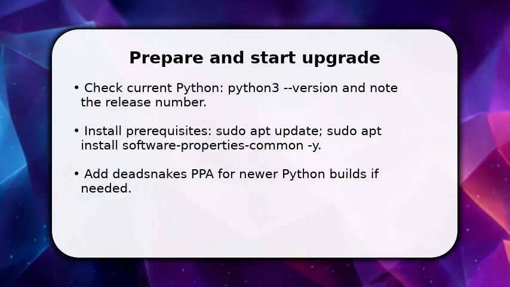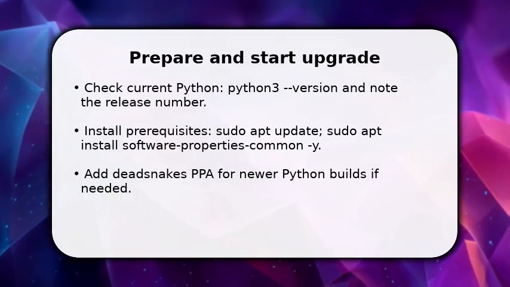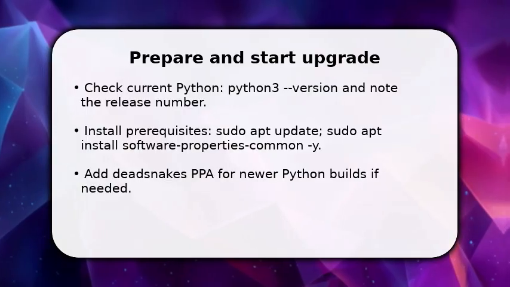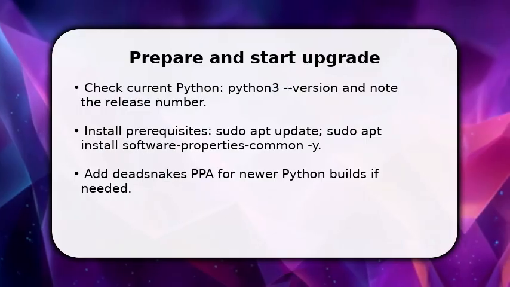You begin by confirming what you already have. Check Python 3 version so you know the target. Next, update apt and install software-properties-common because you need add-apt-repository capability to fetch newer builds.